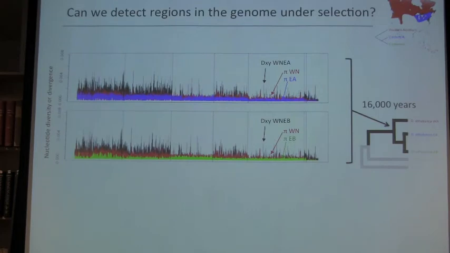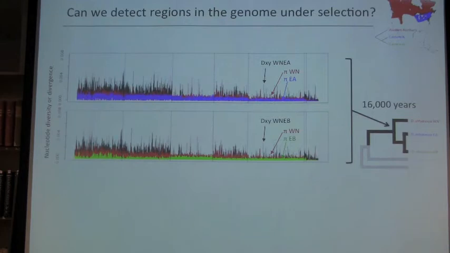And so the black line is the pairwise divergence between semi-species, and then the red, blue, and green is the polymorphism within semi-species. So here you can see, again, it's just very messy. You don't really see anything, but that's what it is.